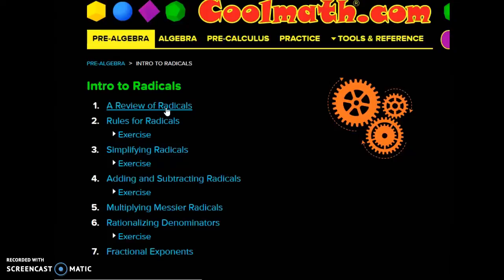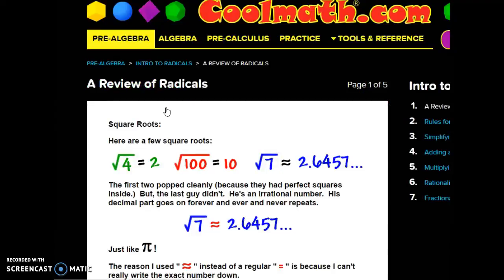I don't believe that it'll be necessary for you to use this site during the hour, but if you wanted to come back here as you're doing homework, once again it's www.coolmath.com. And you'll see I'm just going to click here on the review of radicals, and we're going to do a little bit of review.